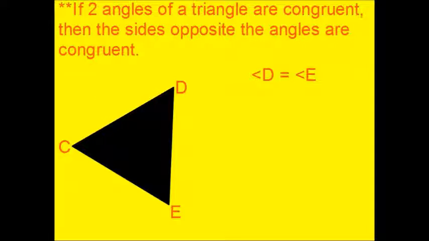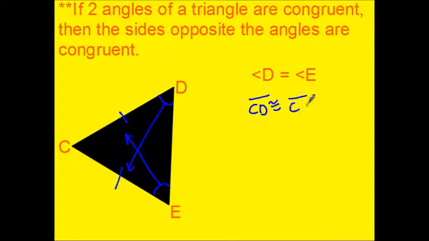So now we have the converse of that theorem. If two angles of a triangle are congruent, then the sides opposite those angles are congruent. So here's what we know. We know angle D is congruent to angle E. Now, the side opposite angle D is going to be side CE. The side opposite angle E is going to be side CD. So if angle D is congruent to angle E, then segment CD is going to be congruent to segment CE.